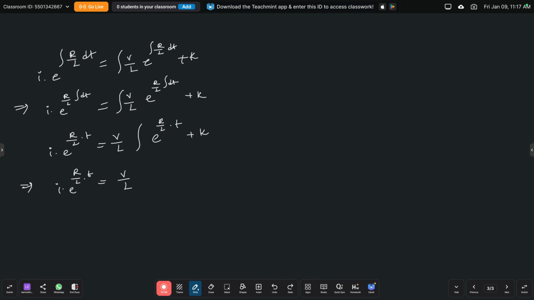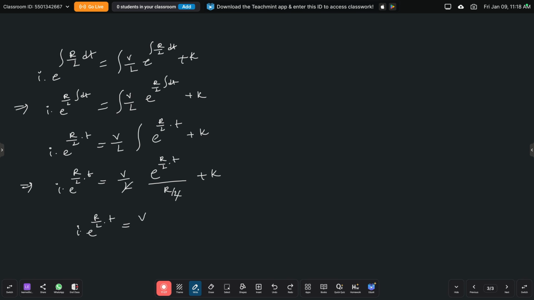Now you just apply the integration. Here it is in the form of integration of e power ax, which is e power ax by a. So by applying the integration we get e power r by l into t divided by a, that is r by l, plus constant k. Here the two l's are cancelled. So this is r by l into t.